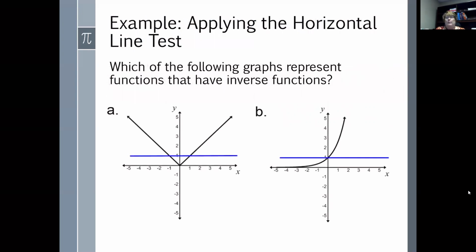For example, look at the graph on the right, graph A. This is the graph of one of your 7 standard functions. This is the absolute value function. The absolute value is a function. It passes the vertical line test, so it is a function. However, I can draw a horizontal line through this function and hit the graph of the function in more than one place. Here and here. So its inverse is not a function.